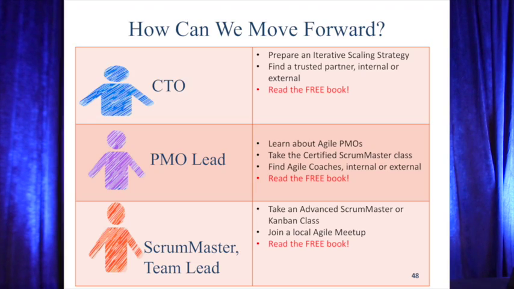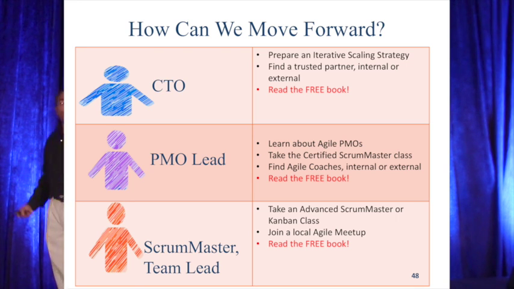If you're a team level person and you already know Scrum, go take an advanced ScrumMaster class. Take a Kanban class, learn more about limiting WIP and doing things with Kanban. Join a local Agile meetup, go talk to folks outside of your company. And read the free book.